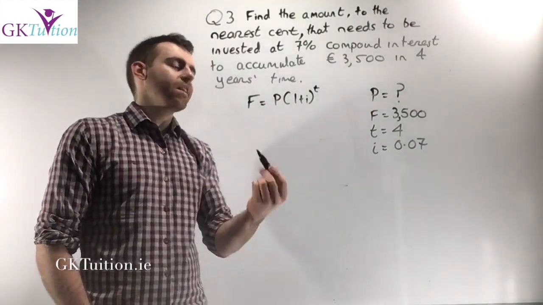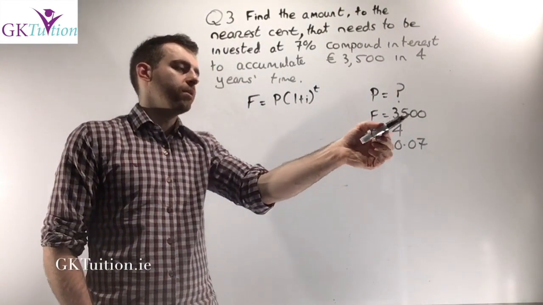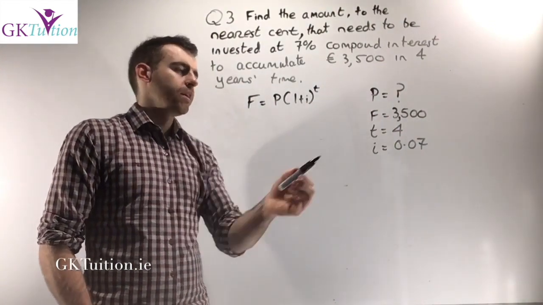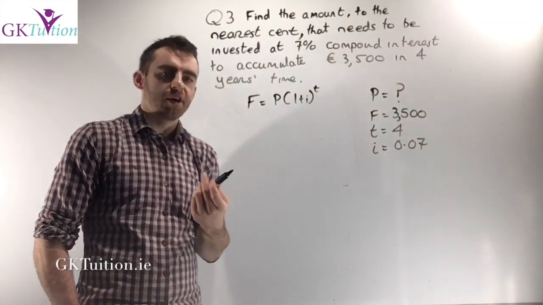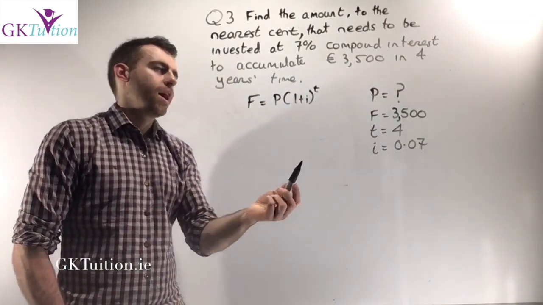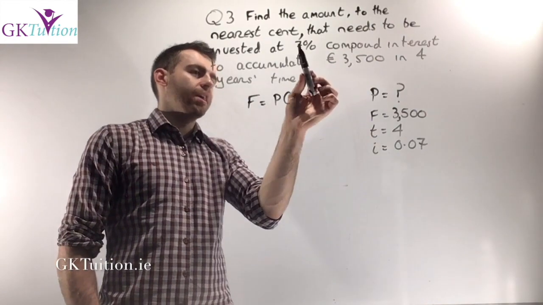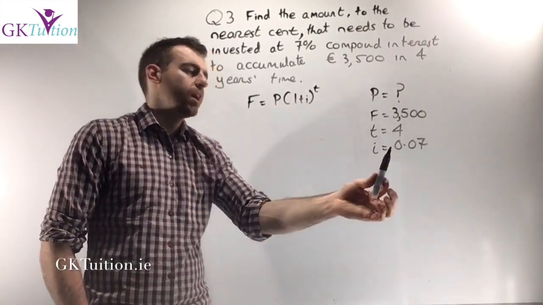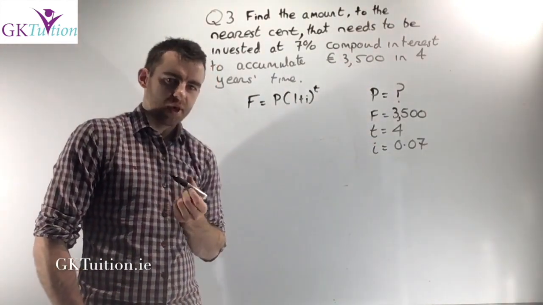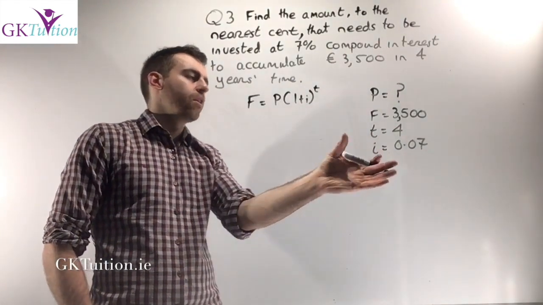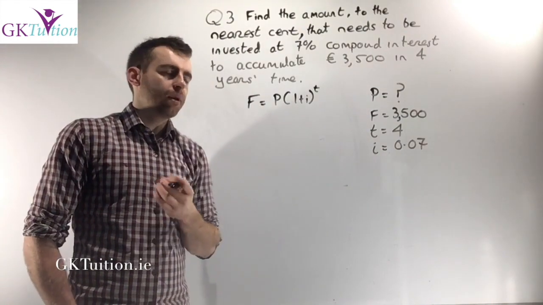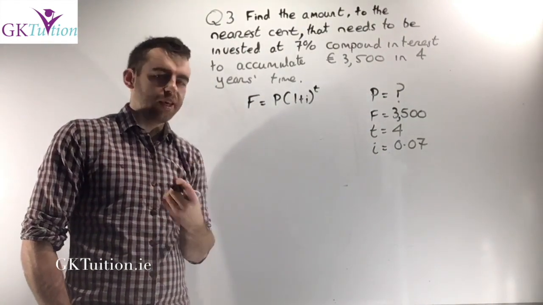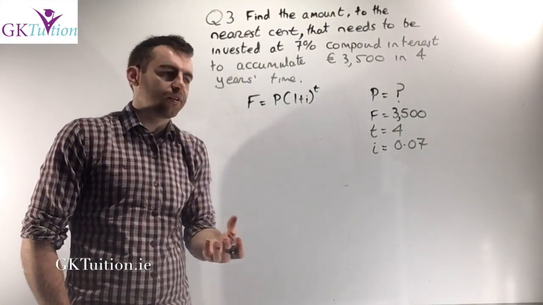I know that at the end of 4 years, the final value needs to be €3,500. And I know that there are going to be 4 different times where interest is applied. And the interest is 7%, which if I divide by 100 gives me 0.07. So that tells me that the only thing I don't know is P. So if I sub into this formula, I'll be able to work out a value for P, the amount that needs to be invested in the first place.